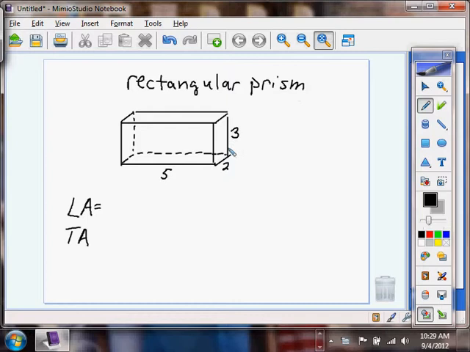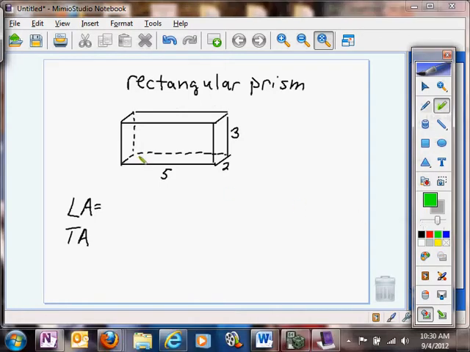And the reason it's important to be able to name the prism is because the base is the shape that the prism is named after. So since this is a rectangular prism, its base is this rectangle here on bottom.